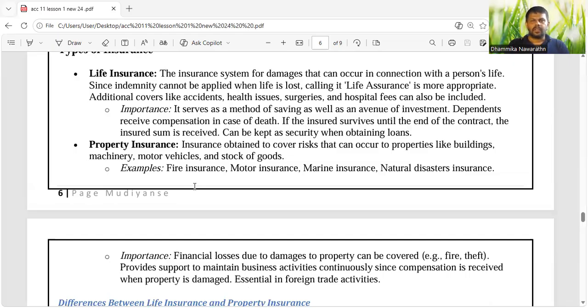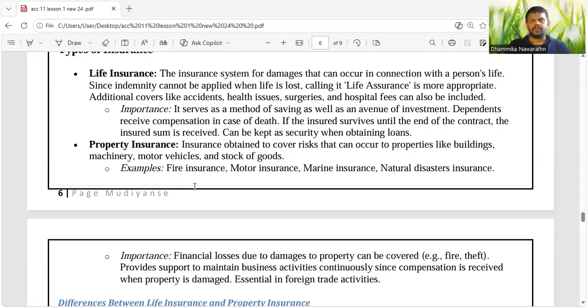Because it's difficult to raise the capital for this kind of thing for a business. Even if it is not a business, persons also can have that type of insurance. But I'm telling you about property insurance: when we consider the business, the business depends on the property. If the property is lost, then the whole business collapses.